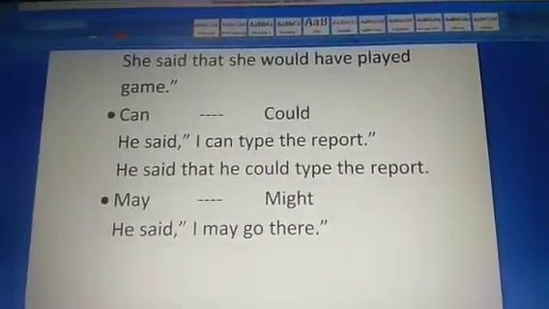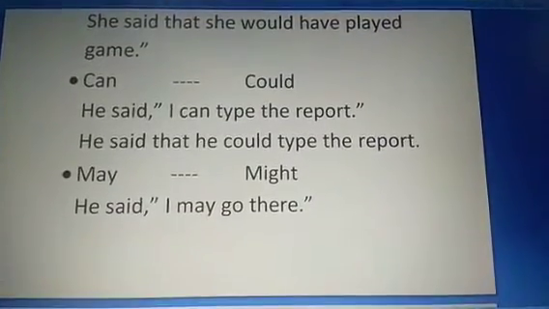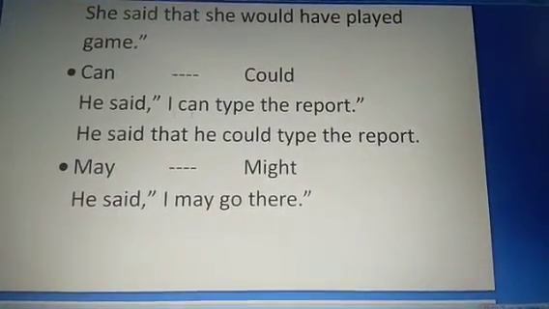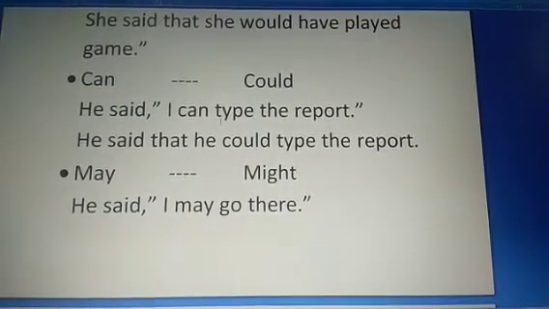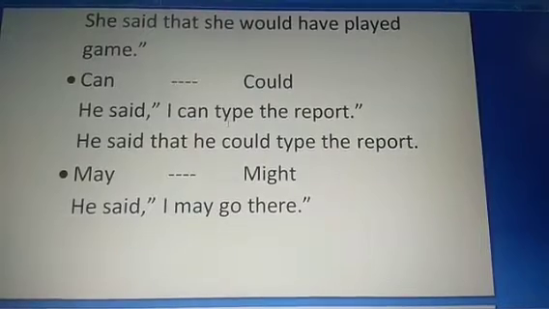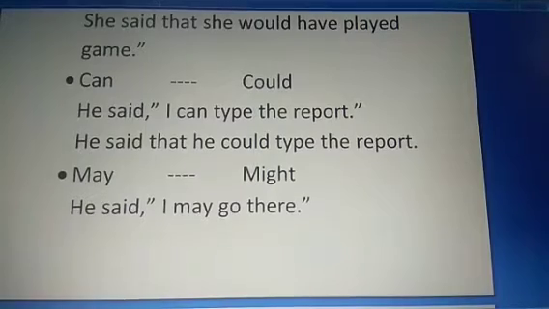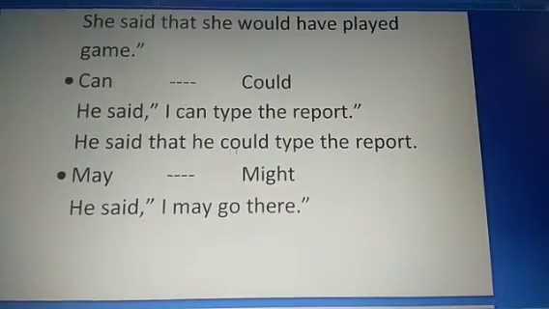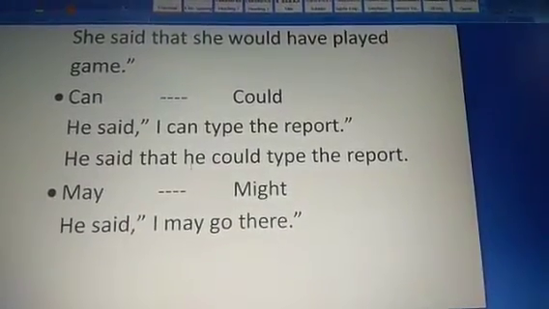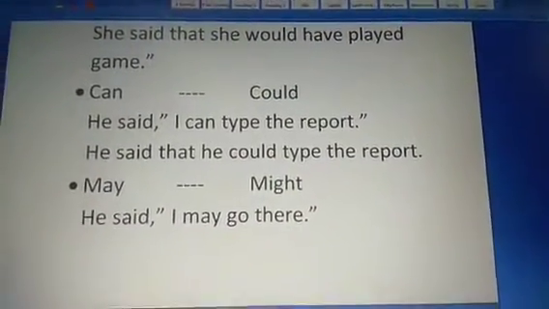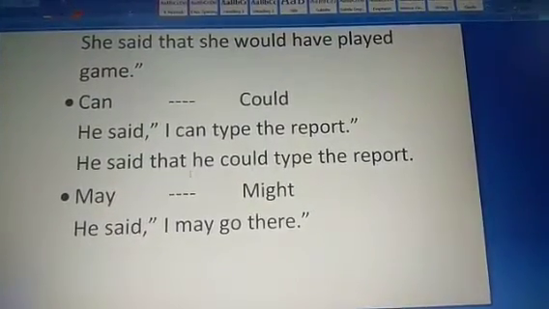Now, can is changed into could, and the example is, he said, I can type the report. Now, said is the reporting verb, so as per rule, this can of the reported speech will be changed into could, and as far as the other part of the reported speech is concerned, it will be kept as it is. And when this direct speech is changed into indirect one, it goes like this. He said that he could type the report. So that is the conjunction, and here is the pronoun which has been changed, and can is changed into could. And this one is an indirect speech.